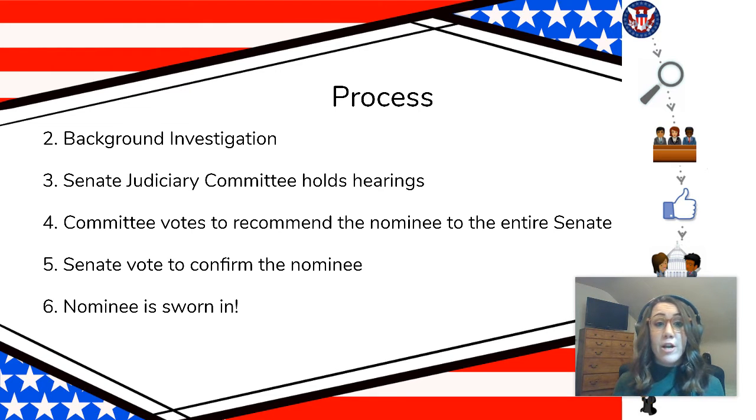Then the Senate Judiciary Committee, a small group within the Senate, will hold hearings judging this person, thinking if they like them or not. If they like them, they will vote to recommend that person to the entire Senate. Now it's open to the rest of the Senate. All 100 people will have to listen to hearings about this person, and then they will vote to confirm that nominee. If they are voted in, that nominee is sworn in, and they are the new Supreme Court Justice.